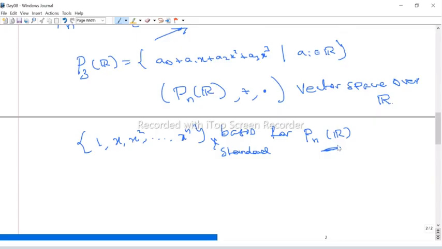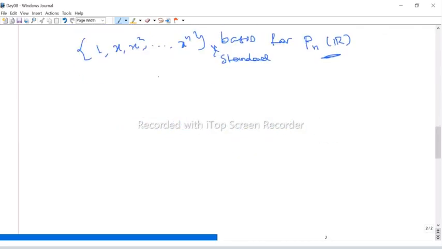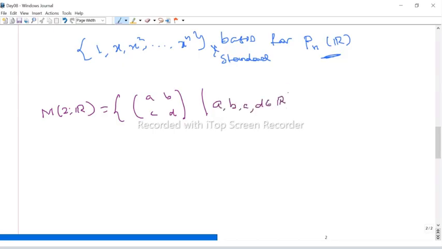So this Pn of R, the set of all polynomials, is very important. Okay. Now what about the set of all matrices? Suppose I am taking the next example: 2 by 2 matrices. The set of all 2 by 2 matrices, using the notation M2 of R, is the collection of all 2 by 2 matrices with entries A, B, C, D, where A, B, C, D are real numbers.